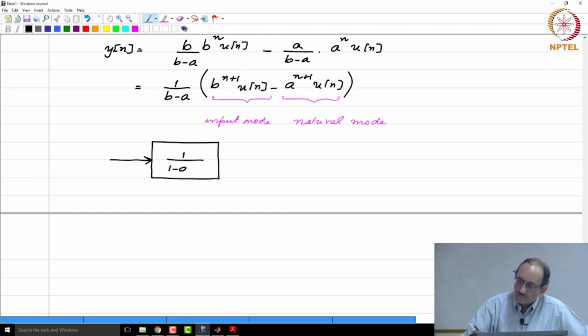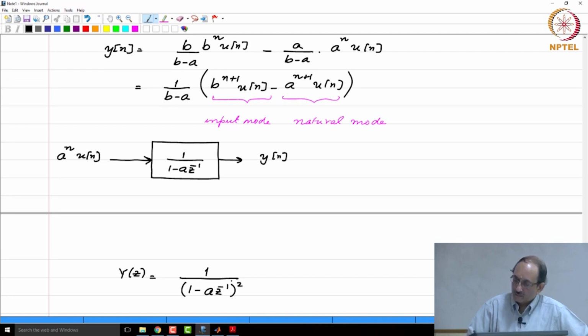Suppose to the same system, you now apply a to the n u of n, and you can easily see that Y of z is 1 by 1 minus az inverse whole squared. And this in turn will give rise to an output of the form n plus 1 times a to the n u of n, which is just the inverse z transform of 1 by 1 minus az inverse whole squared.